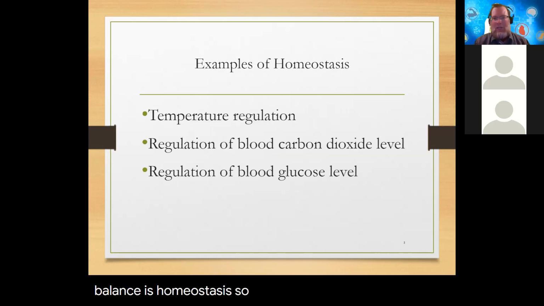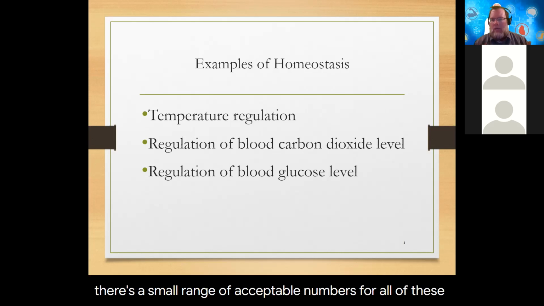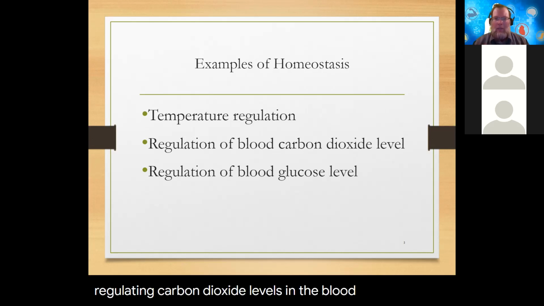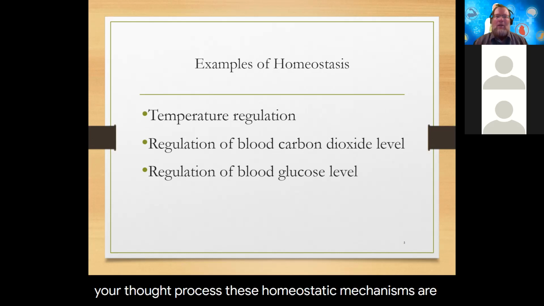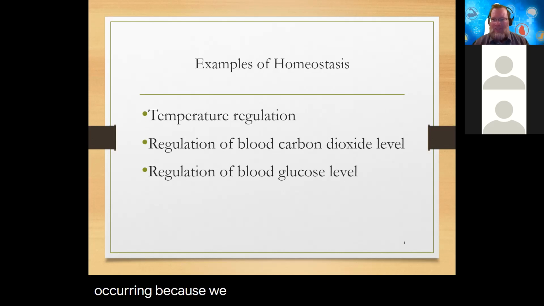So again, temperature regulation is a big one. Maintaining that 98.6 degree Fahrenheit. And again, there's a small range of acceptable numbers for all of these. Regulating carbon dioxide levels in the blood. Most of these, by the way, are involuntary. They're outside of your thought process. These homeostatic mechanisms are occurring because we want you to stay alive and because you need to be alive. So they're basically survival mechanisms that keep us going. And again, we don't really have to think about them that terribly often.